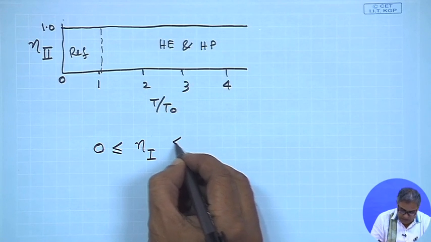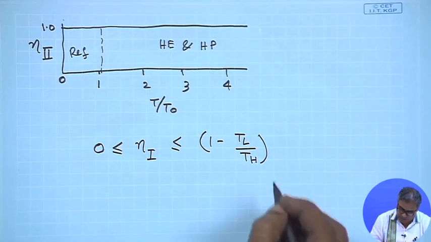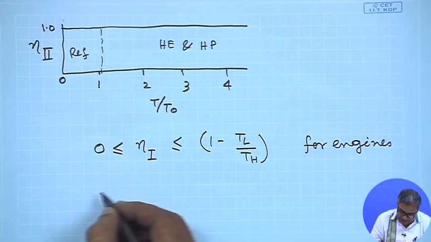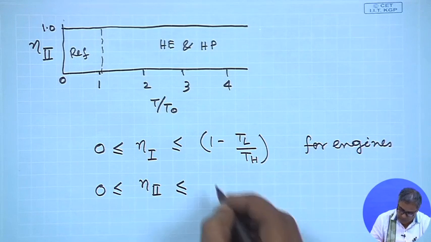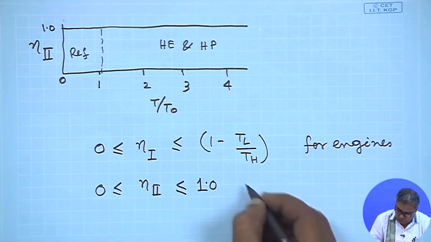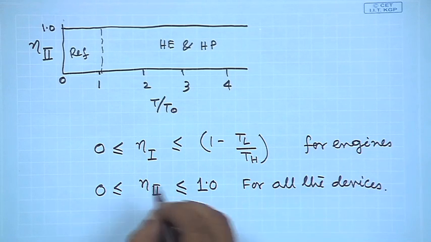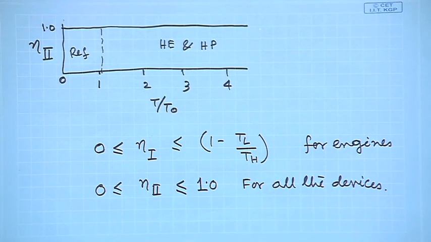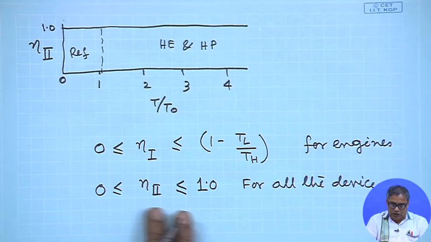First law efficiency is 1 minus T L by T H for heat engines, of course. And second law efficiency, what can one write? Eta 2 is 1.0 for all the devices. What I mean to say is, as for the heat engine I have written this, one can write similar figures for heat pump and refrigerator, but when we adopt the second law, then all the devices, their figure of merit or relative efficiency, second law efficiency, will all fall within this range 0 to 1.